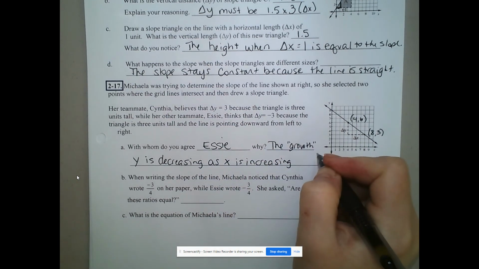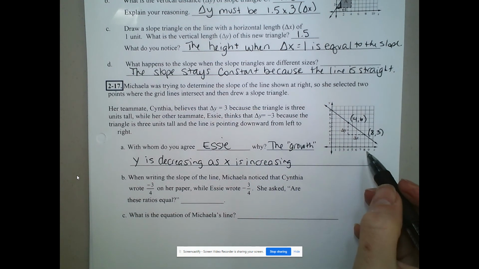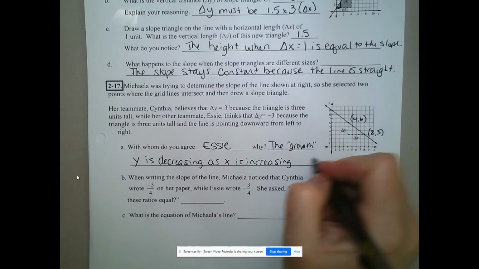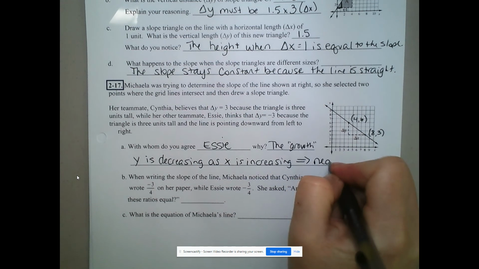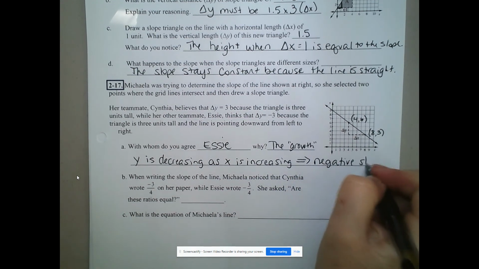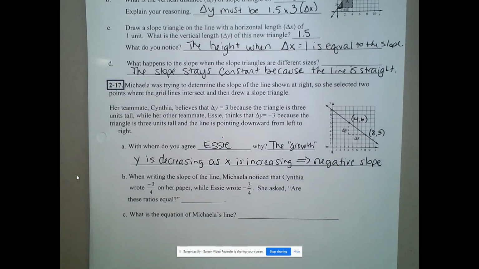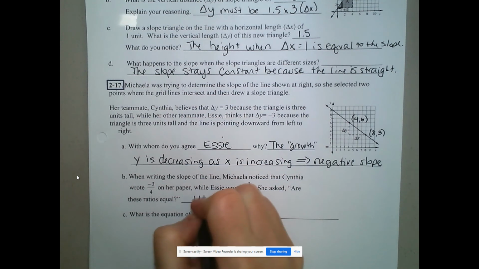And we've talked about this before. We've also used the phrase negative correlation, but that means that we have a negative slope. Or we could say a negative growth, and you'd kind of put growth in quotes. When writing the slope of the line, Michaela noticed that Cynthia wrote -3/4. Essie wrote negative in front of the 3/4. She asked, are these ratios equal? And we would say yes.